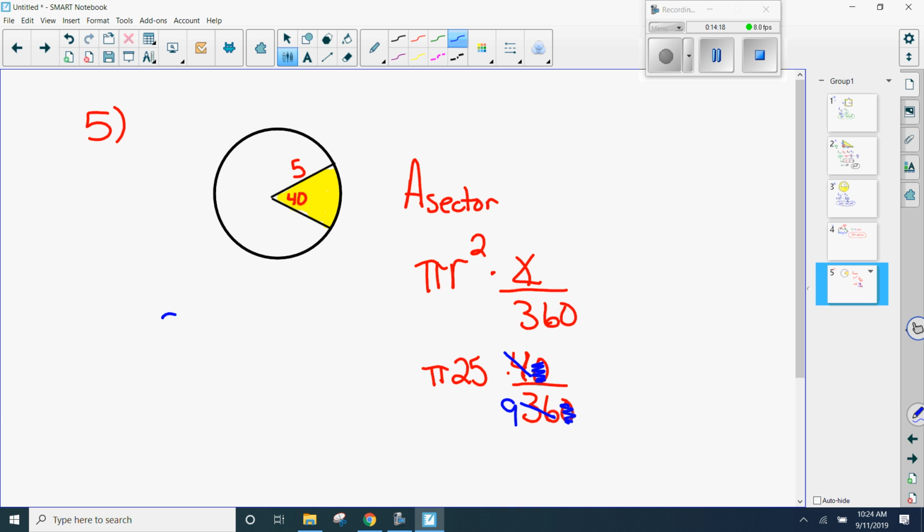So some of you left it as this. You have 25 pi times 1/9. Go ahead and multiply those together. What do you get when you multiply those together? This is like 25 over 1. You multiply the numerators together, and you multiply the denominators together, and write it as 25 pi over 9. Units would be square meters.